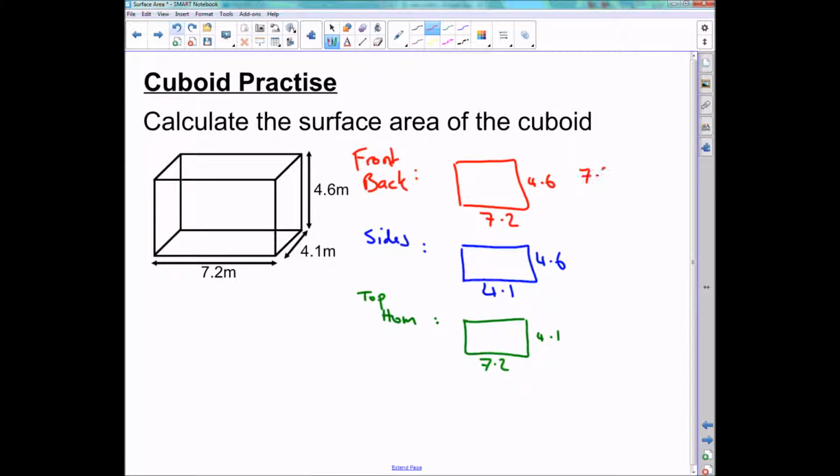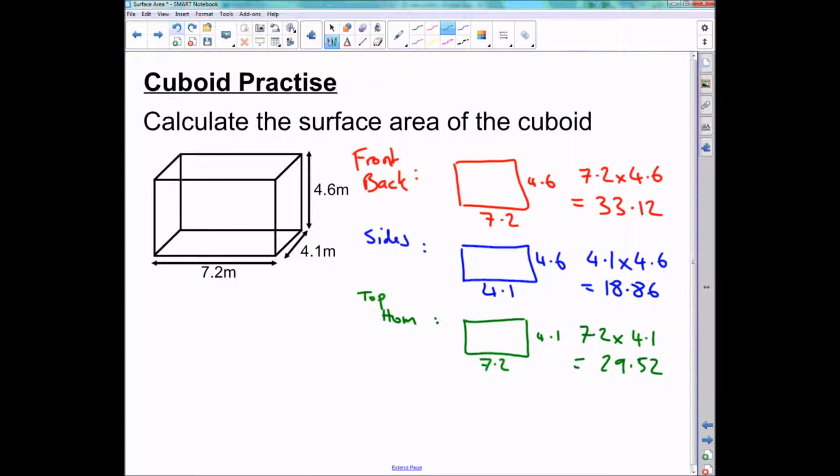So I've got 7.2 times 4.6. That gives me an answer of 33.12. Next, I'm going to do 4.1 times 4.6, and that gives me an answer of 18.86. And lastly, I'm going to do 7.2 times 4.1, which gives me an answer of 29.52.